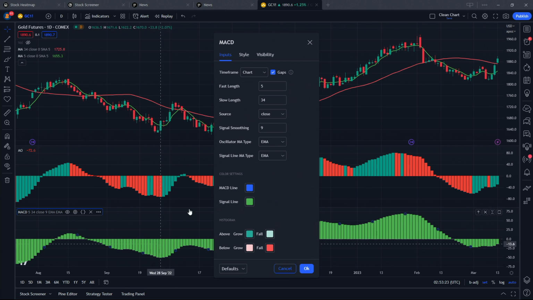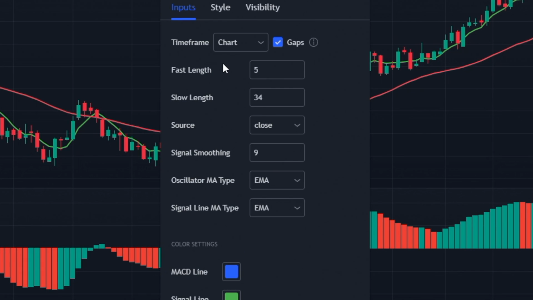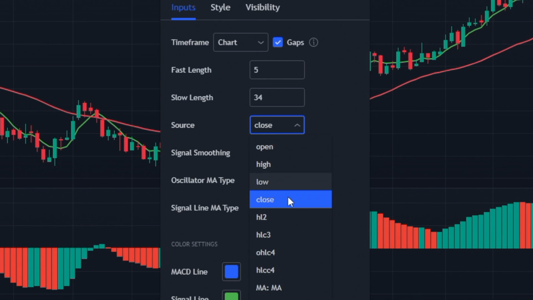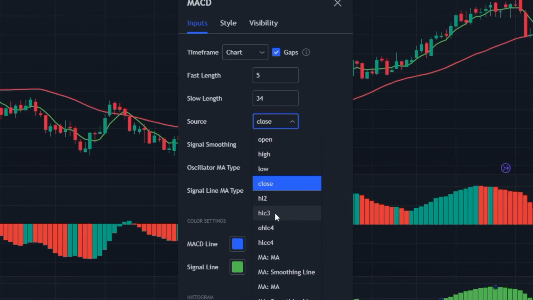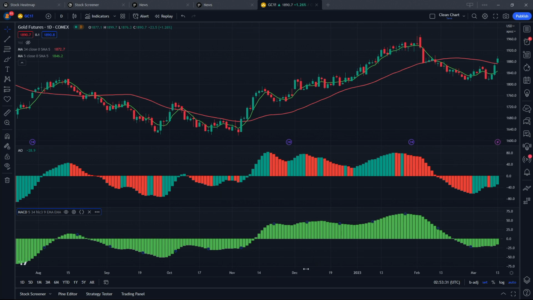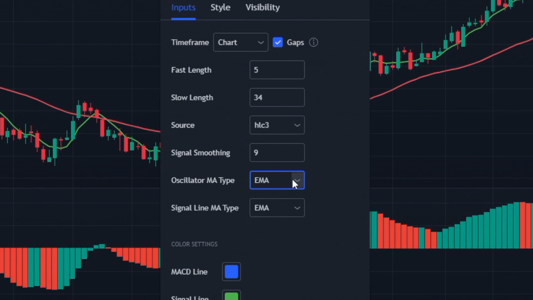And of course, we can mimic that here. So instead of using the close, we will use high plus low plus close divided by 3. So that's 1. And then the other thing is this one using simple moving average. And we can change that also to a simple moving average.